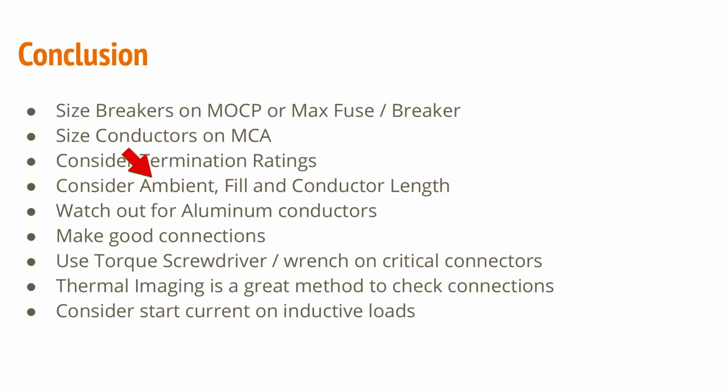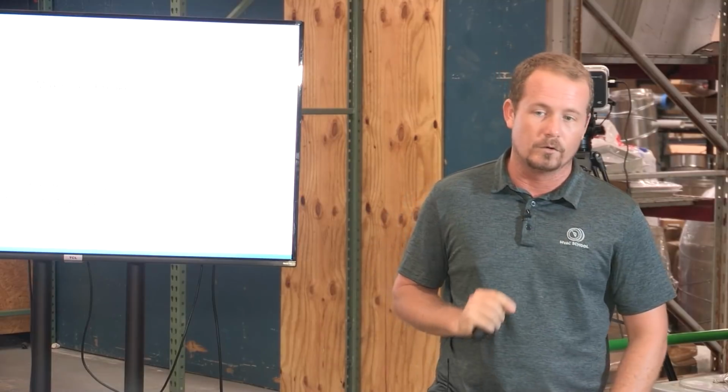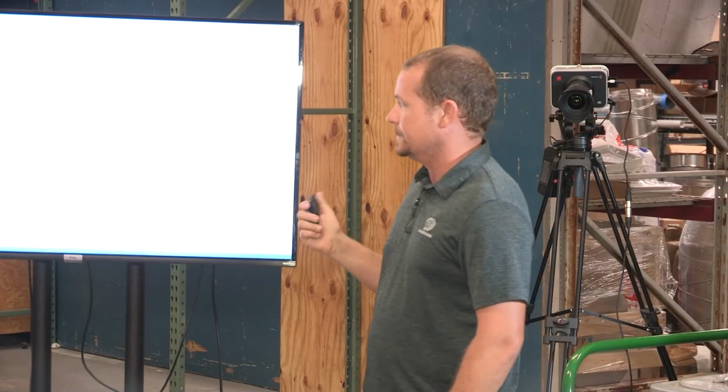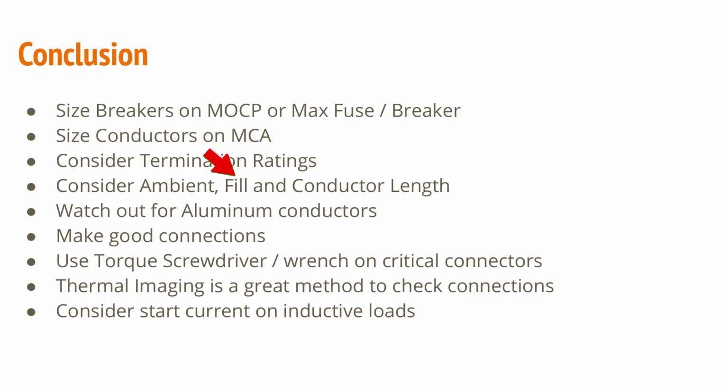Consider ambient temperature. Especially in things like factories or places that could be really, really hot, think about that. If you have really high ambient temperatures, you're going to want to look at your derating columns and derate those conductors. Run bigger conductors, larger conductors.